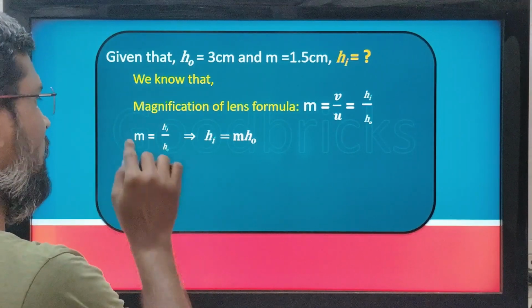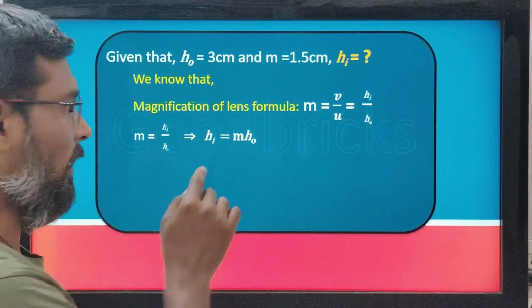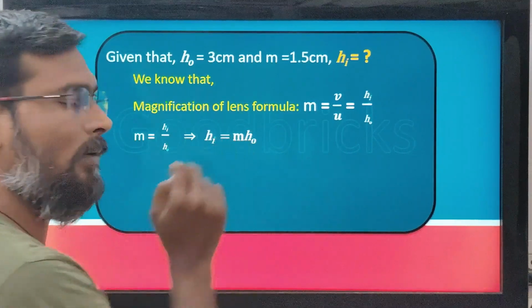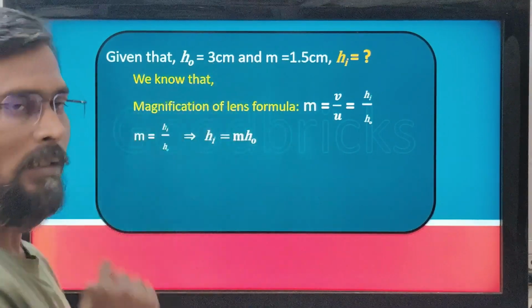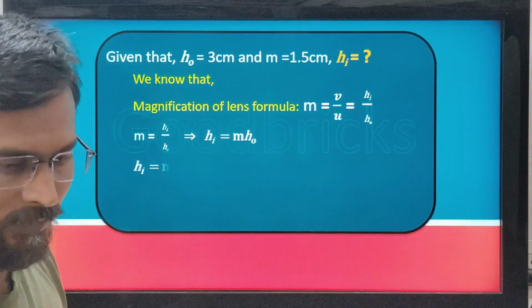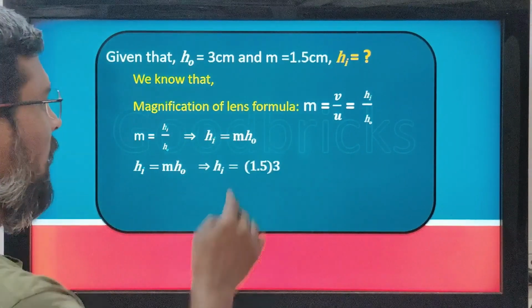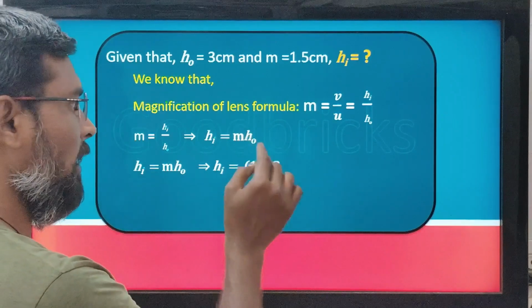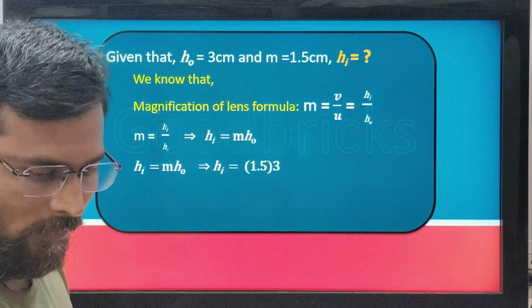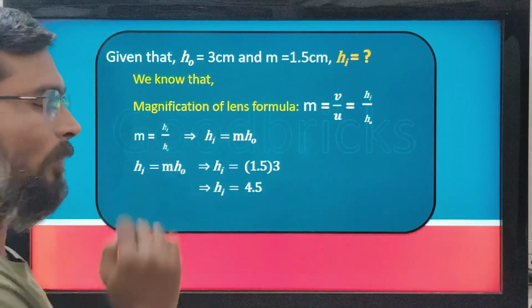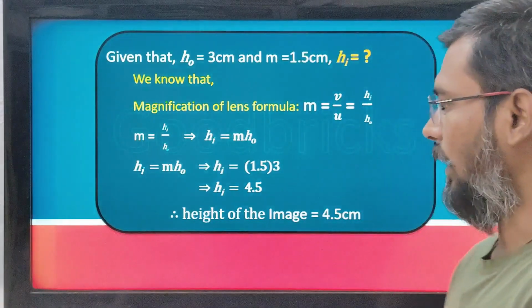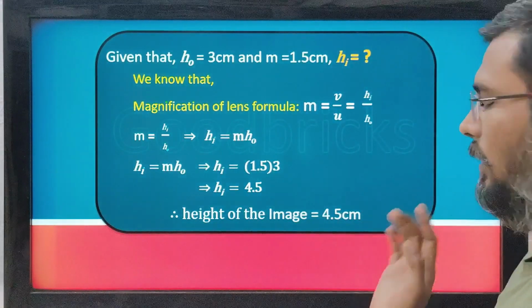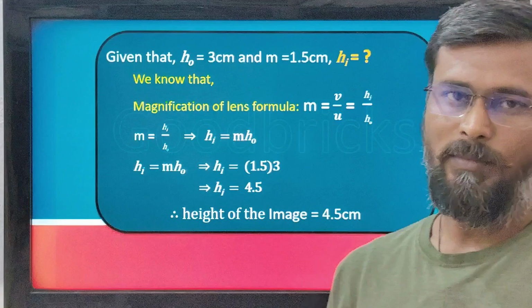Now, when you transpose H0 towards the left, you will get Hi is equal to M into H0. M value is 1.5, H0 value is 3 centimeters. So let us substitute. If you put M equal to 1.5 and H0 equal to 3, then you have to multiply, and after multiplication you will get 4.5. What is this? Hi means height of the image. Therefore, finally we got height of the image is equal to 4.5 centimeters.